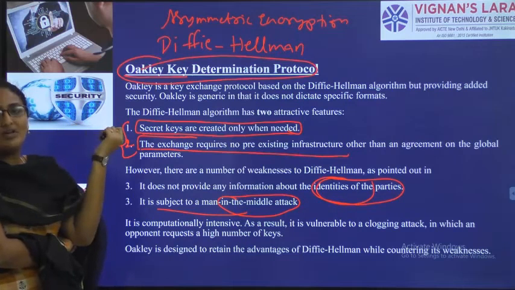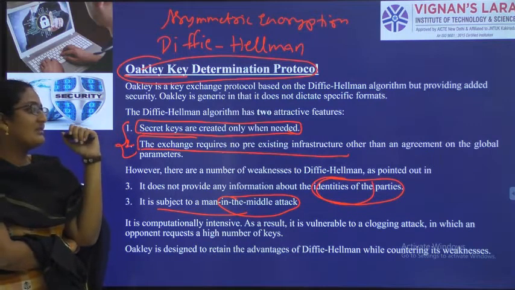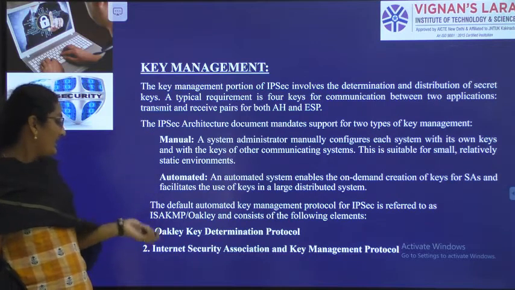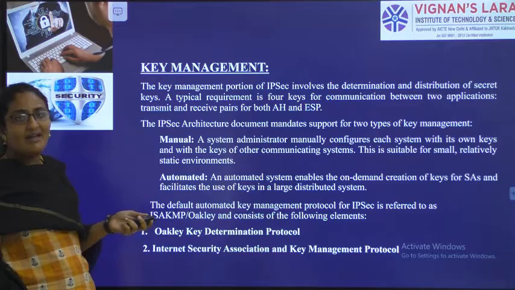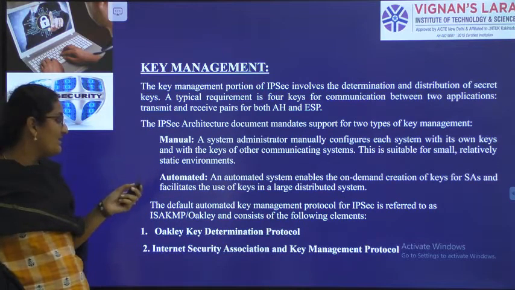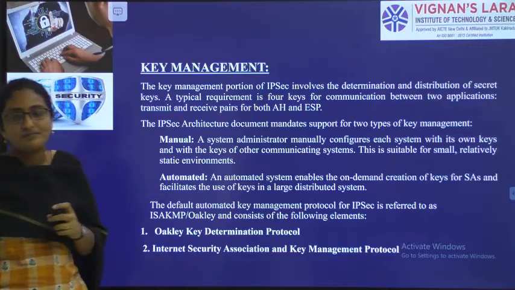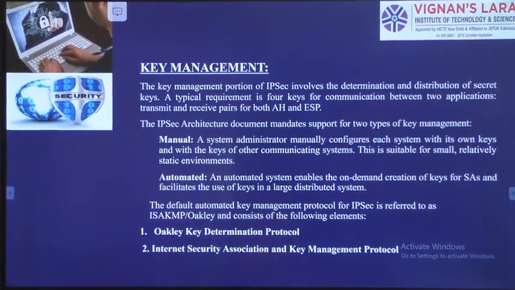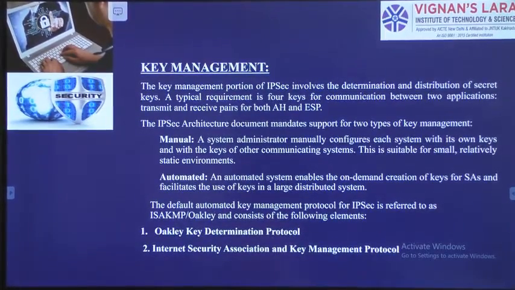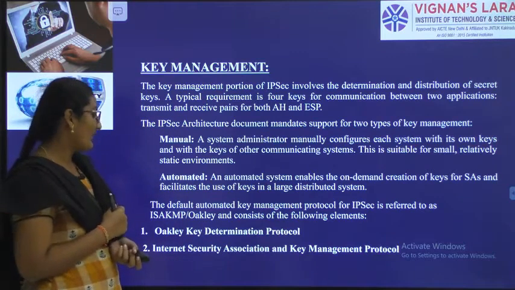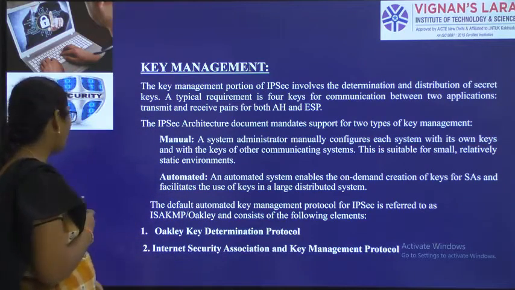So we know what is symmetric encryption, we know what is asymmetric encryption also. In asymmetric encryption, we talk about the RSA algorithm, Rabin cryptosystem, all those things. There we also have the Diffie-Hellman key exchange algorithm. This algorithm has two advantages and two disadvantages. What are the two advantages of Diffie-Hellman? Secret key is generated only whenever required. Key exchange happens with only an agreement. These advantages are followed in the Oakley key protocol also.